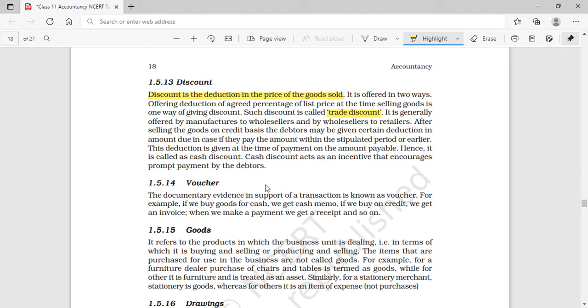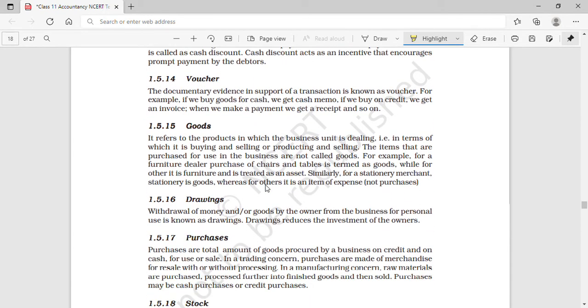Next is your voucher. The documentary evidence in support of a transaction is known as a voucher, which I told you. When you're going to put your entries in the file, you're going to pass an entry in the system. When you pass an entry, it will print you a voucher which has to be supported with the supporting documents. It can be a payment or a receipt. That's the voucher. You have a documentary evidence.